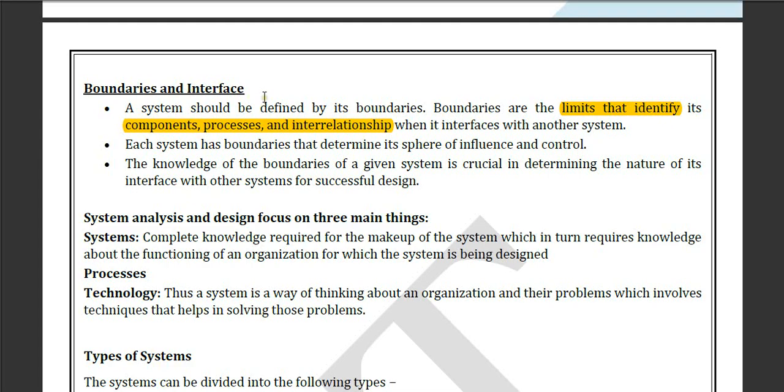We have already discussed boundaries and interfaces. It is basically the limitations of the identified components, processes and interrelations, which could be the points of boundaries and interfaces.